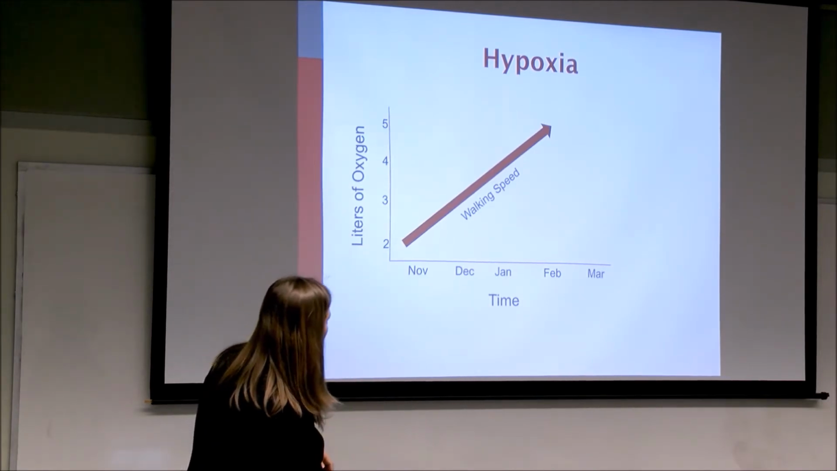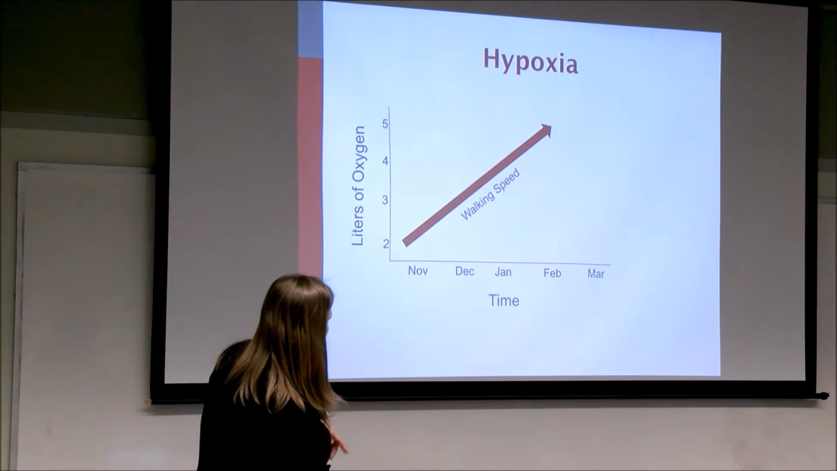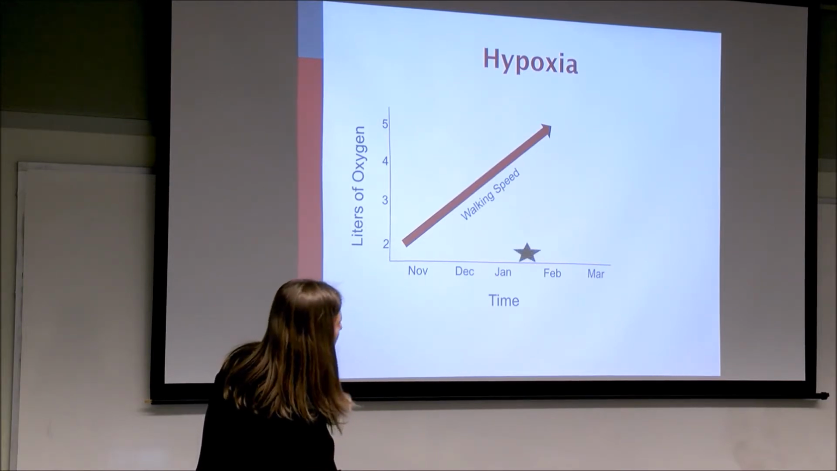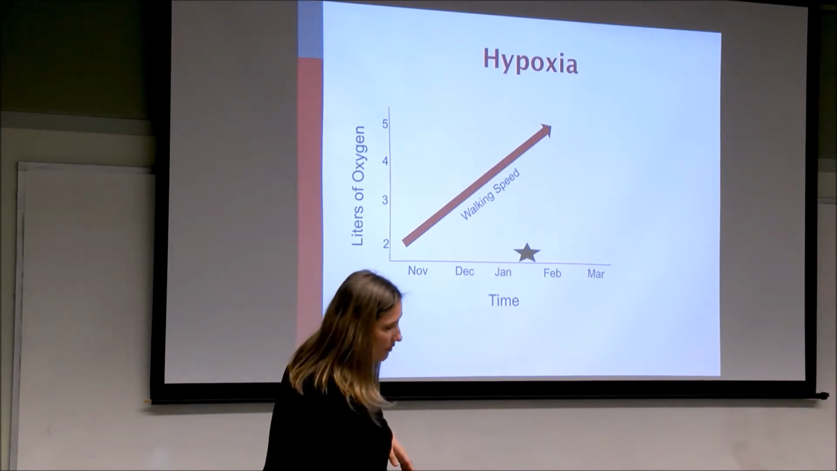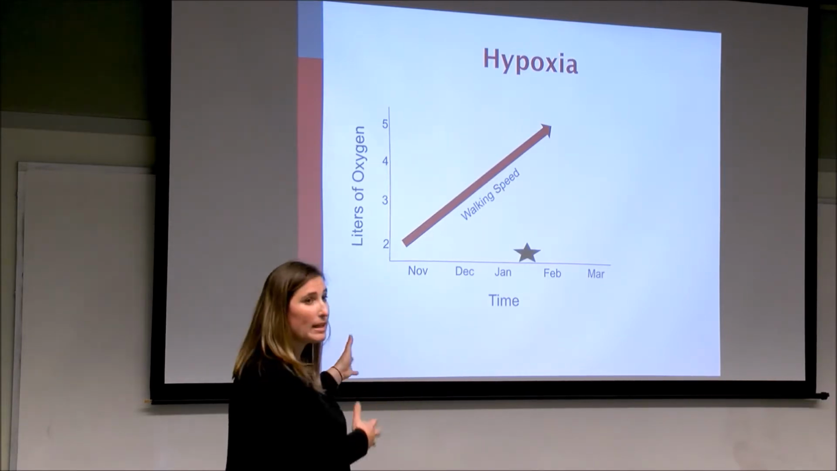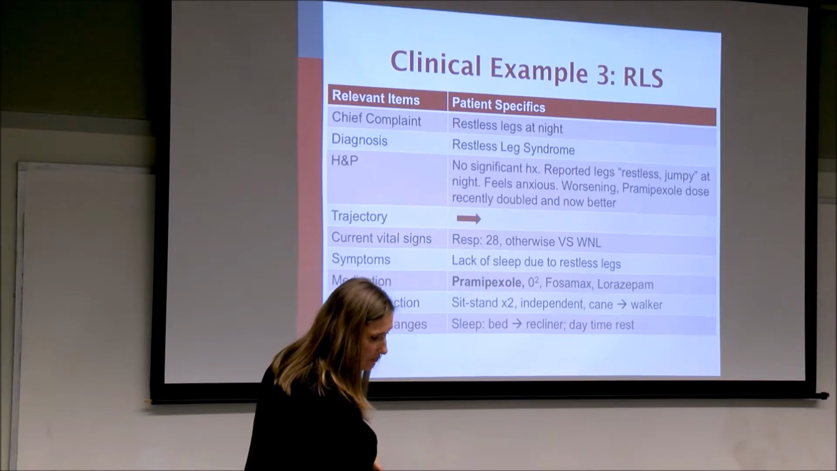So here's sort of the relationship. We have increased oxygen with increased walking speed over time, and then a change in where you're sleeping. Those are the clinically relevant things we look at. And these are things we can see in that raw sensor data.